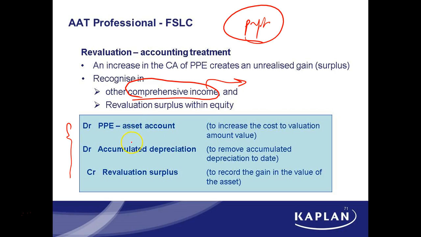So I'm going to do an example. All this is saying is, how do we deal with the revaluation? What do we debit and what do we credit? I'm going to do an example now to show you how this actually works. This revaluation surplus is a new double entry, so a new T account will be created to record the increase. It tells you here: revaluation surplus within equity.